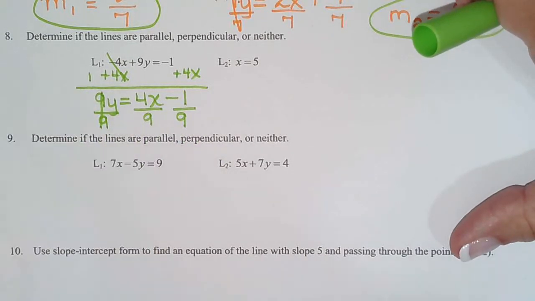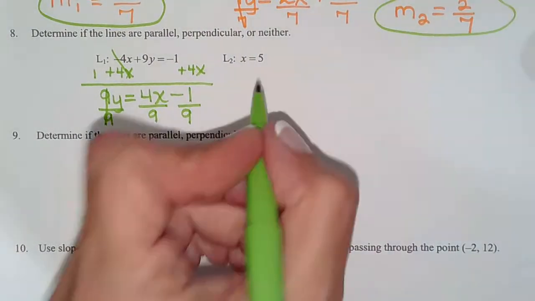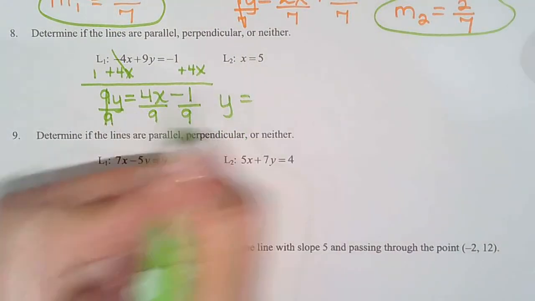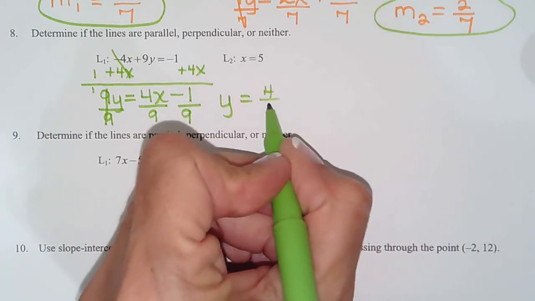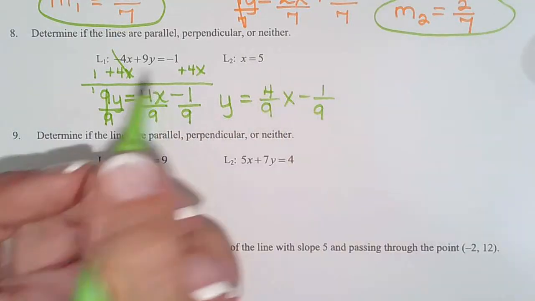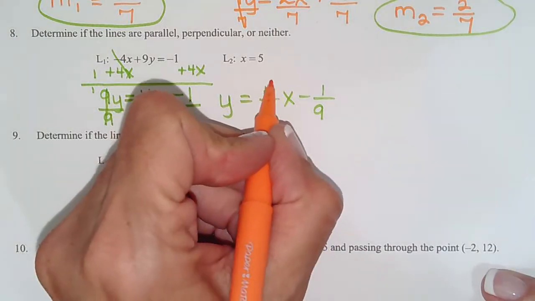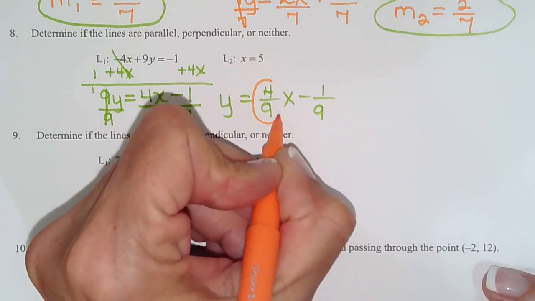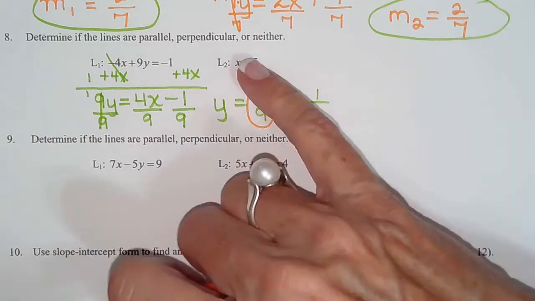9 divided by 9 is 1. So it's looking like y equals, and that's 1y, 4/9 x minus 1/9. So it's looking like this one has a slope of 4/9. Okay, so that part wasn't tricky. This is the tricky one.